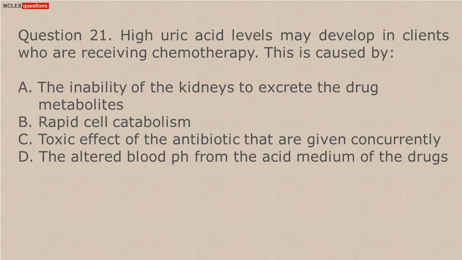Question 21. High uric acid levels may develop in clients who are receiving chemotherapy. This is caused by: A. The inability of the kidneys to excrete the drug metabolites. B. Rapid cell catabolism. C. Toxic effect of the antibiotics that are given concurrently. D. The altered blood pH from the acid medium of the drugs.